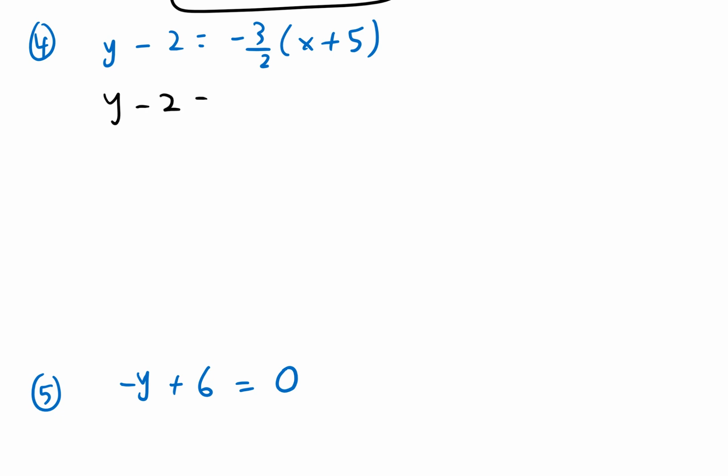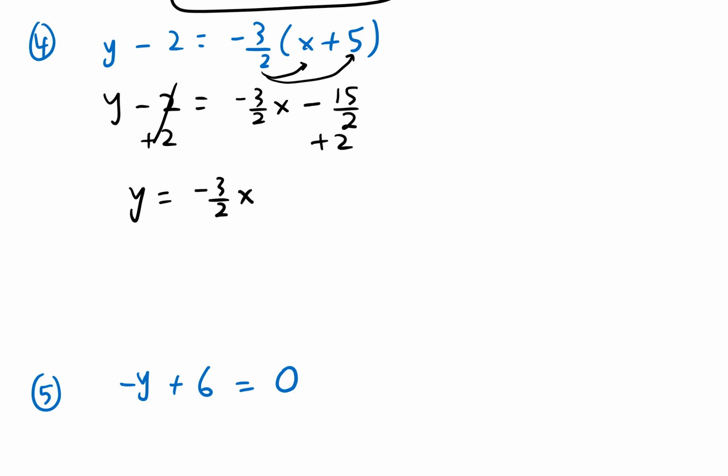For this one, first we multiply the negative 3 over 2 in. Negative 3 over 2 times 5 is negative 15 over 2. Add 2 to both sides. So you get y equals negative 3 halves x plus 2 minus 15 halves. Multiply 2 by 2/2, so you get 4 over 2 minus 15 over 2, which is negative 11 over 2. So minus 11 over 2.